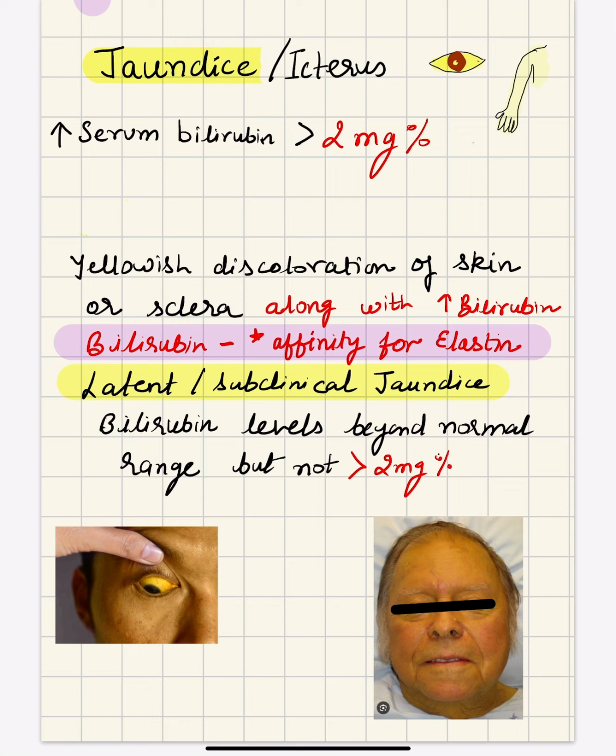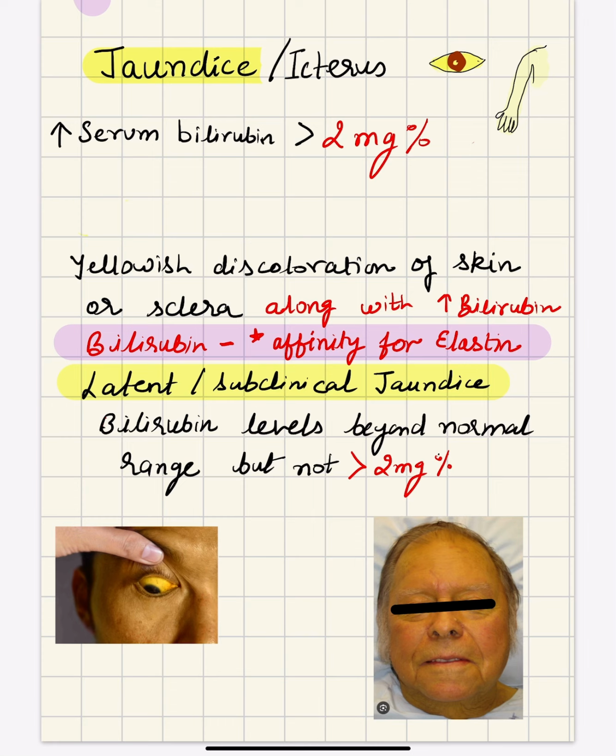icterus. So in jaundice, the bilirubin levels are raised beyond 2, and in addition there is yellowish discoloration of skin or sclera and mucous membranes. Why does the bilirubin get deposited in the skin and sclera? Because it has increased affinity for the elastin fibers. So that is the reason there is yellowish discoloration of the skin, mucous membranes and the sclera.